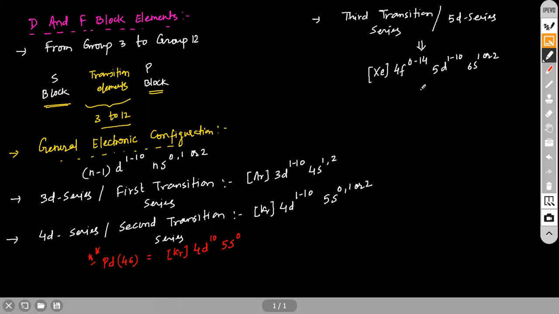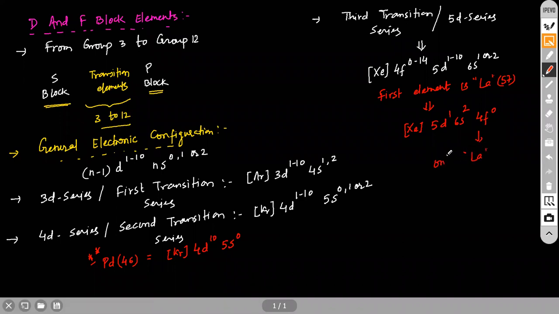Now in this, the first element, its electronic configuration is important. The first element is lanthanum, La. The atomic number of lanthanum is 57. The electronic configuration is xenon 5d1 6s2, right? Here the 4f orbital has zero electrons, and this is possible only for lanthanum.